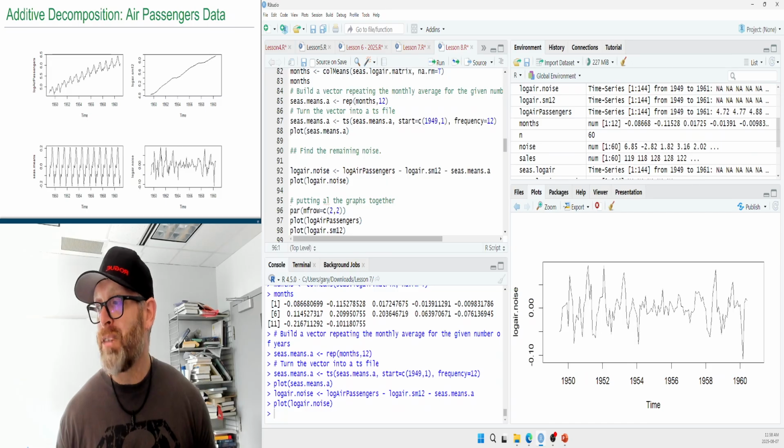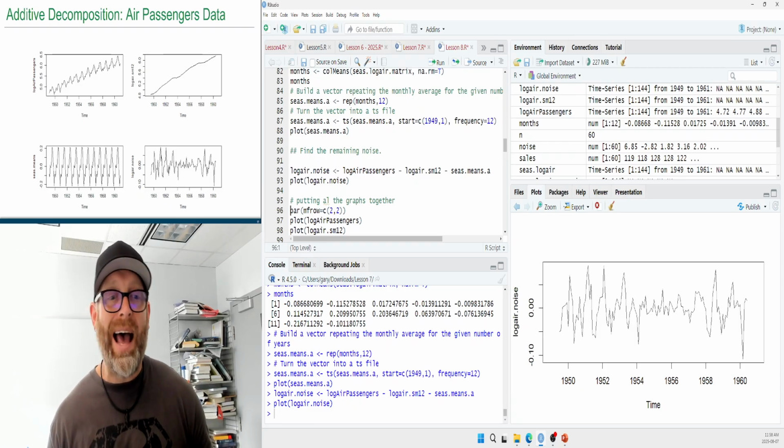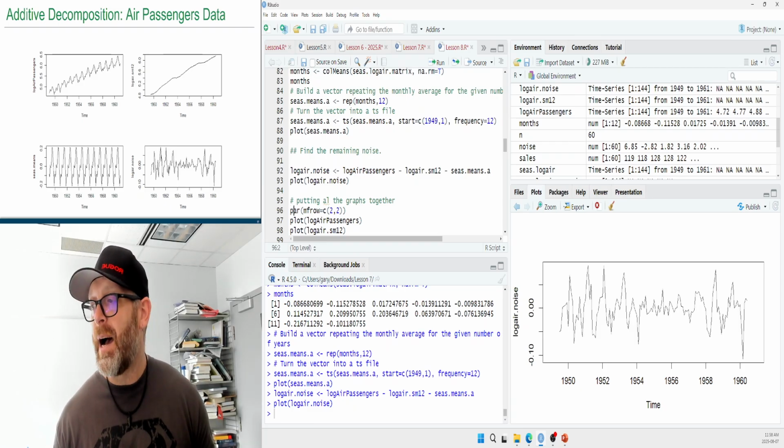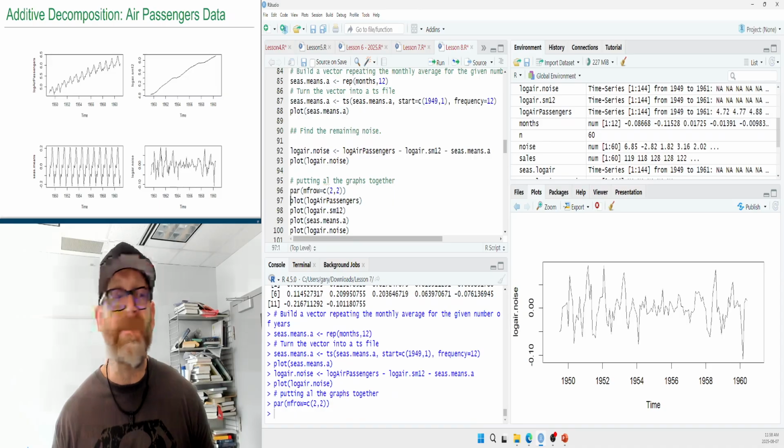So if I plot this all together, I'm going to use the mfrow argument under the par function, which is just going to take a vector of how I want to be able to present this. I want a 2x2 grid. So I'm going to post these 4 plots next to each other in a 2x2 grid.